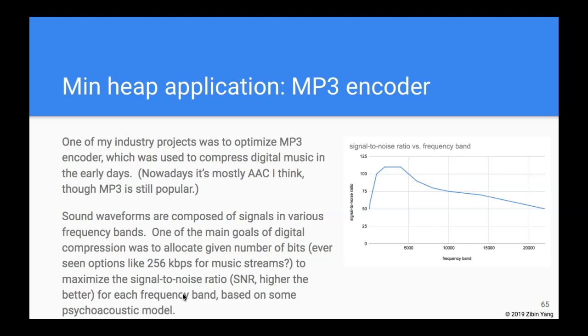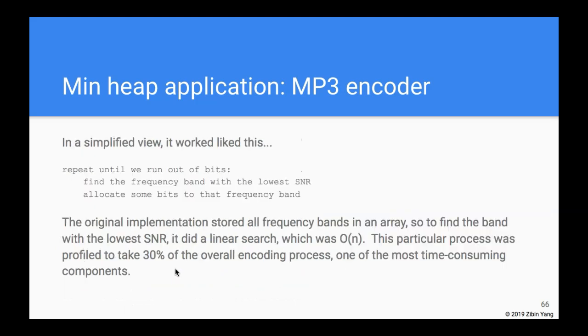So you have two competing goals here, because the more bits you allocate to each frequency band, the higher the signal to noise ratio, but you only have so many bits. So you have to constantly figure out which band you can allocate your bits to. Okay, so in a very simplified view, to achieve the bit allocation process, we just repeat these steps until we run out of bits. And these steps are: first, we find the frequency band with the lowest signal to noise ratio.